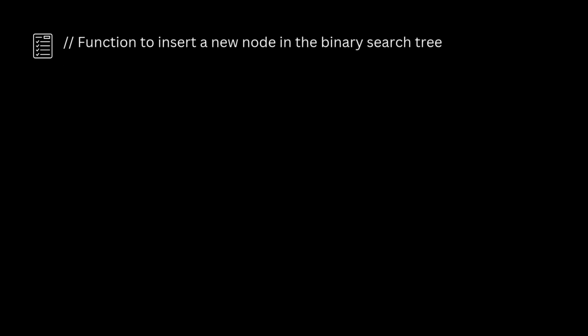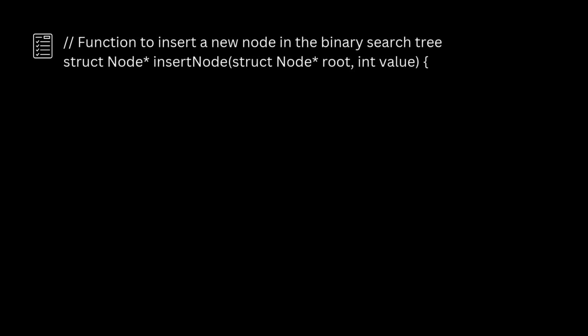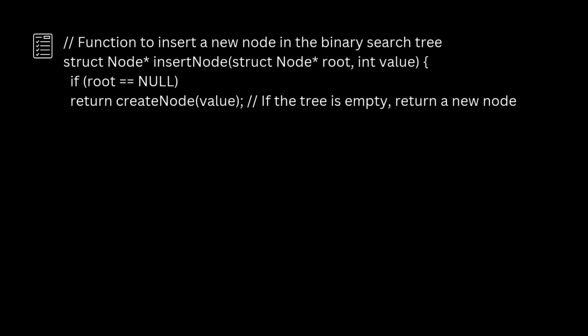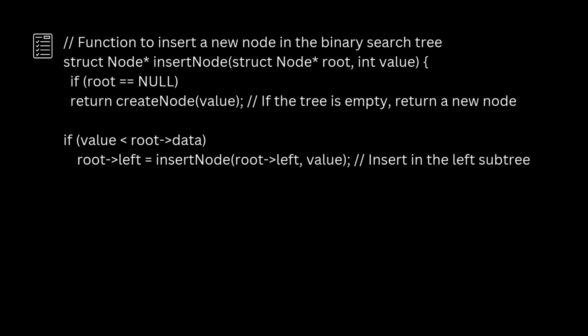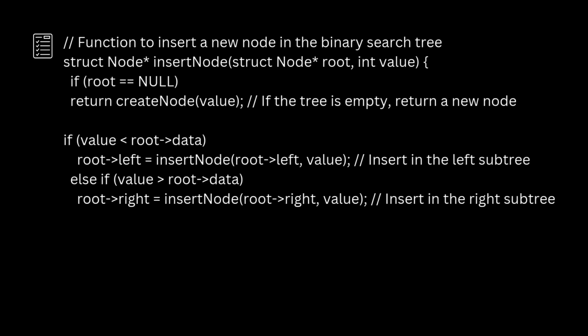Now insert a node into the tree. This inserts a new value into the binary search tree. If the root is null, it means the tree is empty, so we return a newly created node. If the value is smaller than the current node's data, we insert it in the left subtree. If the value is greater, we insert it in the right subtree. Finally, the function returns the root node after the insertion.